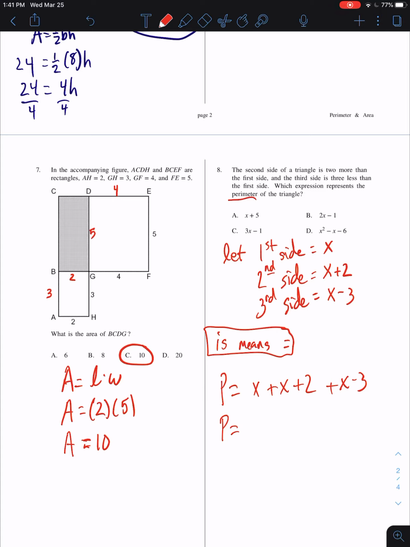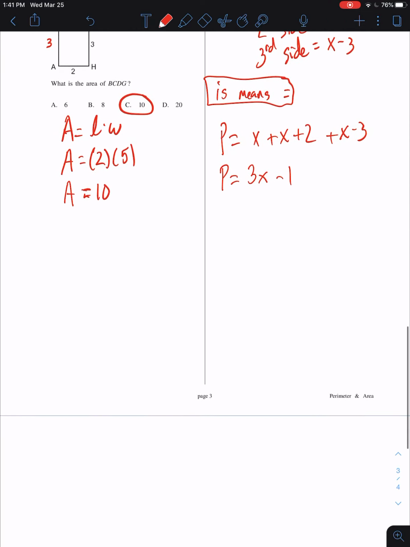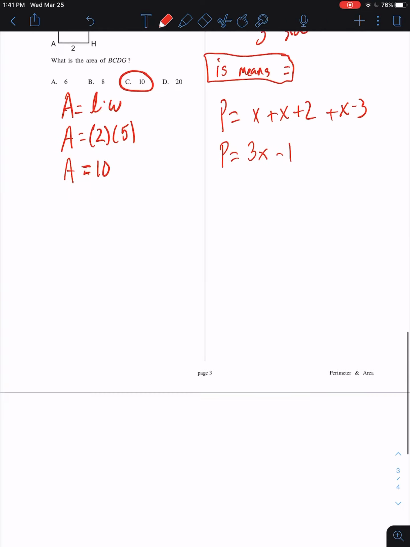And we're just going to combine like terms here. x plus x is going to be 3x. And then 2 and minus 3 is going to be minus 1. So we get 3x minus 1, which is choice C. And that's it. That's it for this video.